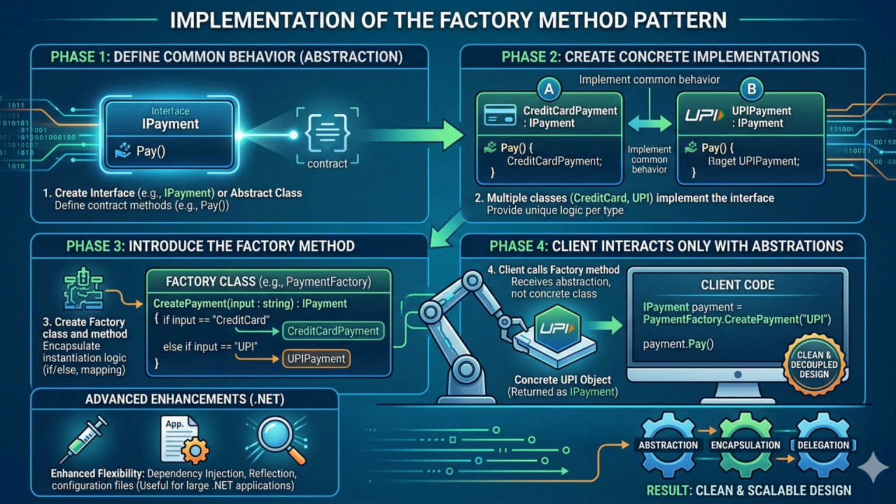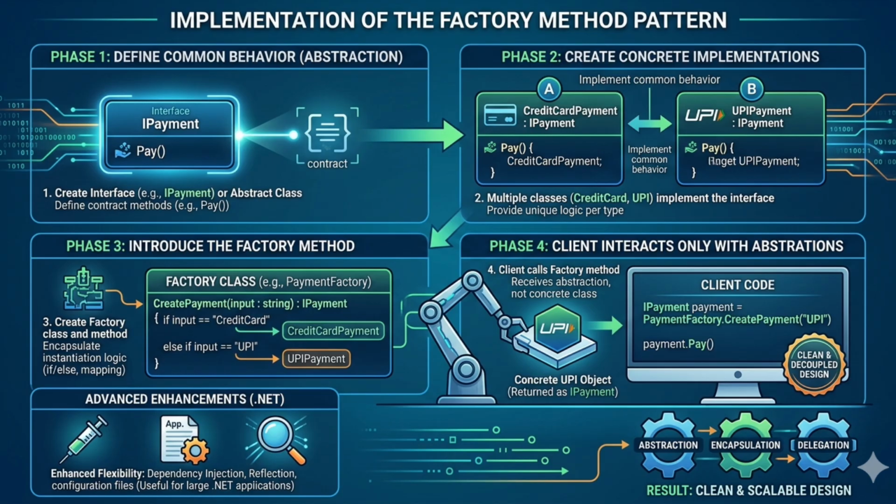The first step is to define an interface or base class that represents the common behavior of all objects. For example, in a payment system, an interface like IPayment can be created with a method such as pay. This interface serves as a contract that all concrete classes must follow.